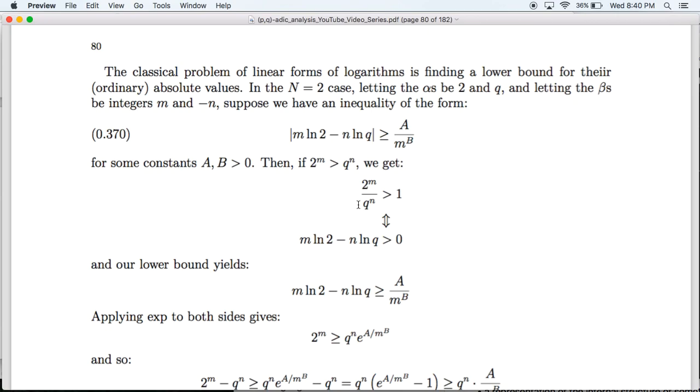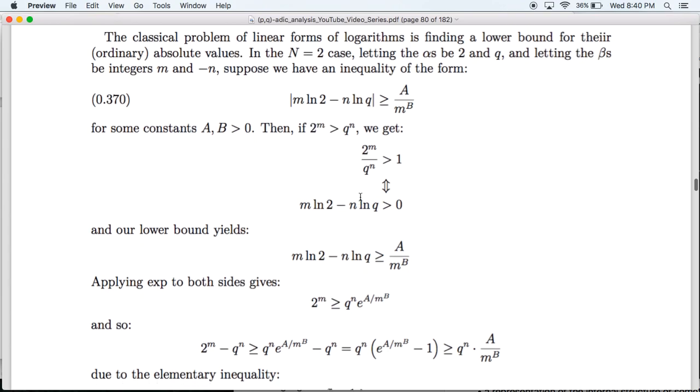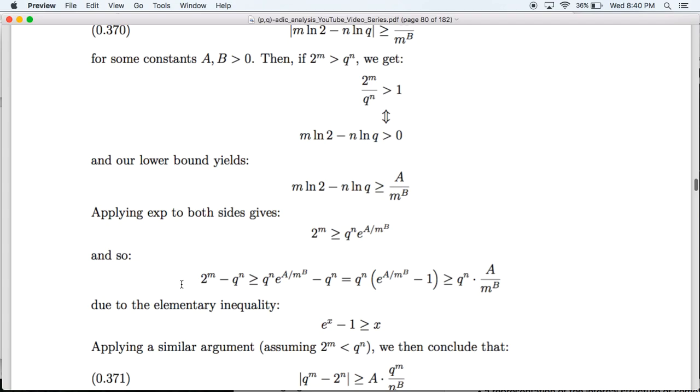If q to the n is greater than 2 to the m, we get that this has to be positive here, and so this lower bound becomes as follows. If we apply exp, we get 2 to the m is greater than or equal to q to the n e to the a over m to the b. Taking this difference, we replace 2 to the m with the lower bound, factor out the q to the n, and then use the elementary inequality e to the x minus 1 is greater than or equal to x.